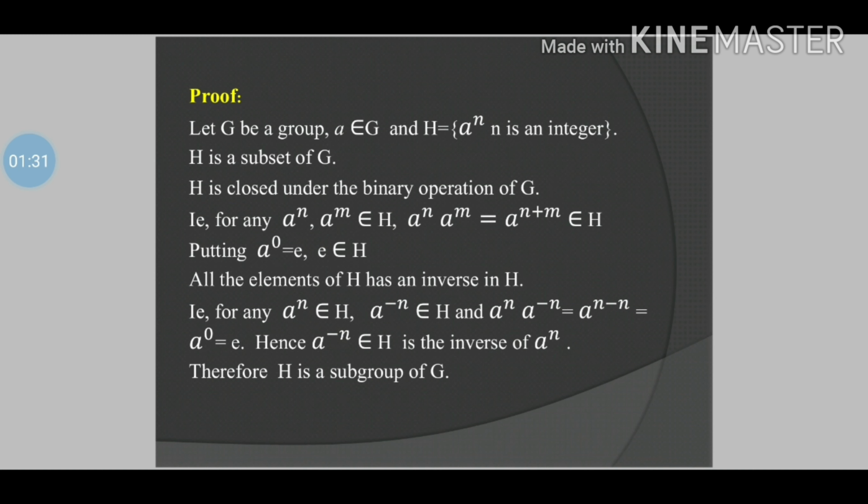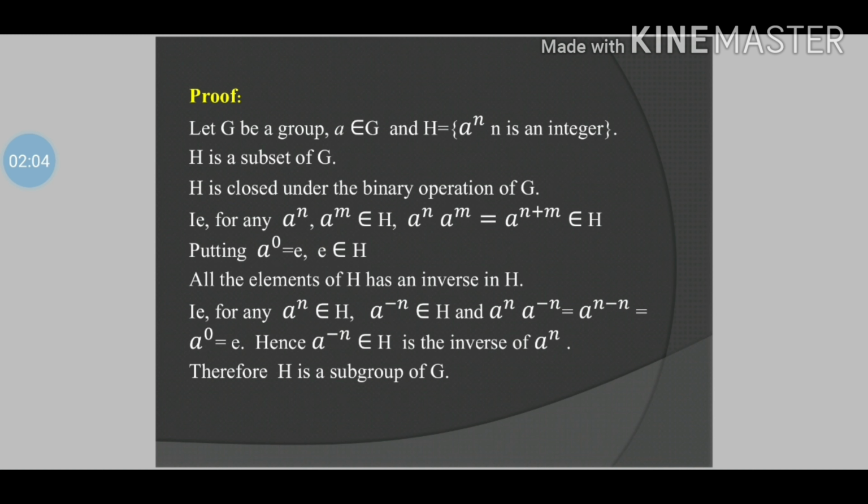For that, if we consider two elements a raised to n and a raised to m belonging to H, then a raised to n times a raised to m is equal to a raised to n plus m. Since n plus m is again an integer, a raised to n plus m belongs to H. Therefore, H is closed under the binary operation of G. Now, a raised to 0 is the identity, so e can be represented as a power of a. Therefore, the identity element belongs to H.